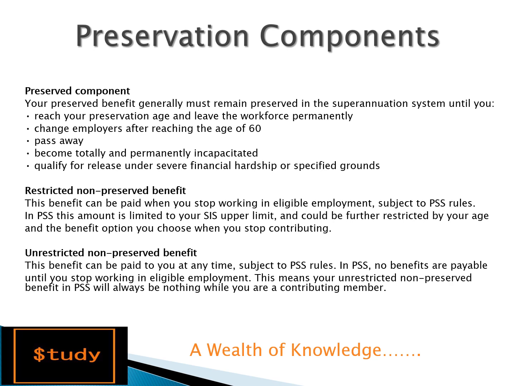Now, of course, in the PSS, they call it unrestricted non-preserved because it says this benefit can be paid to you at any time. But then they put a qualifier on it, subject to PSS rules. And in the PSS, no benefits are payable until you stop working in eligible employment. And so this means your unrestricted non-preserved benefit will always be nothing while you're a contributing member. So there are no unrestricted non-preserved benefits in the PSS because their PSS rules just don't allow it. But in other super funds, you'll see these three components. This might help you just to understand what that is in other super funds. So if you need a few $1,000s and you've got some unrestricted non-preserved, it's available in your other super fund if you've got it. For most of you, you're going to find it's 0, and the only dollar value you'll have will be under your preserved component, which means you cannot touch it until you hit a condition of release.